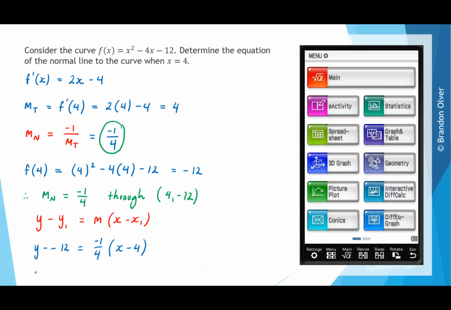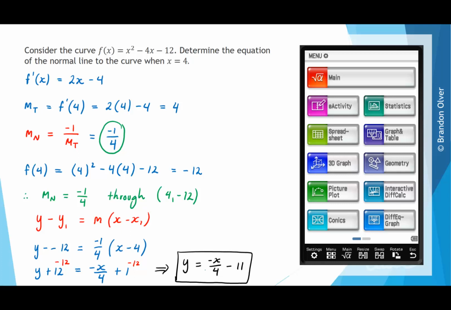And now if we simplify that, that's going to be y plus 12 is equal to -x divided by 4, and then -1/4 times -4 is going to be plus 1. And then we're going to solve for y by subtracting 12 from both sides of the equation. And that will give us the equation y is equal to -x divided by 4 minus 11. And that is the equation of the normal to the curve f of x when x equals 4.